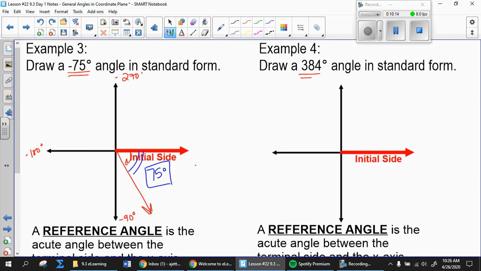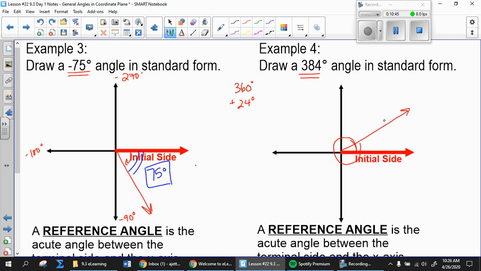Next one, positive 384 degrees. Again, positive means I'm rotating this direction, counterclockwise. Now, 384 degrees, we know that that's more than a full circle. A full circle is 360. So I'm going 24 degrees past a full circle. What that tells me is I'm going to rotate all the way around my circle and then go just another 24 degrees.